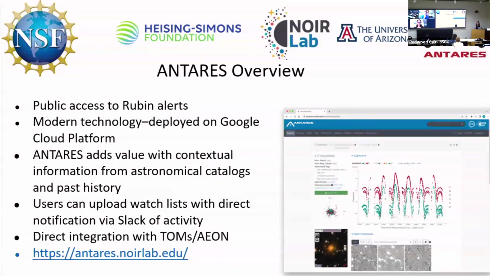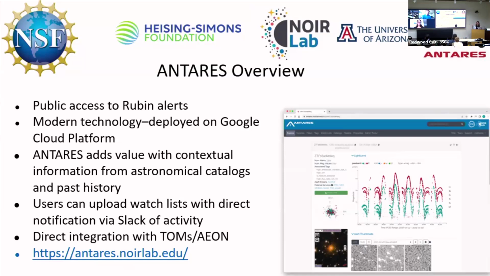You can set it up to notify you when something appears in the sky that is in one of those regions of interest that you've defined as a watch list on the sky. And it also offers direct integration with the target observation managers and the AEON system. Acronym I forget, but the AEON system works to automatically schedule follow-up on telescopes that participate in the AEON network. So you can do all of that from Tom's Antares. And the website for Antares is there at the bottom for you.